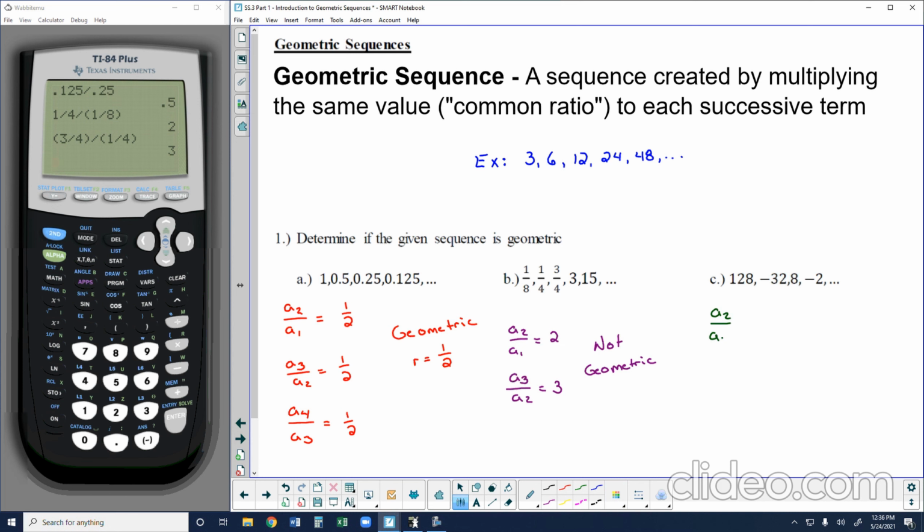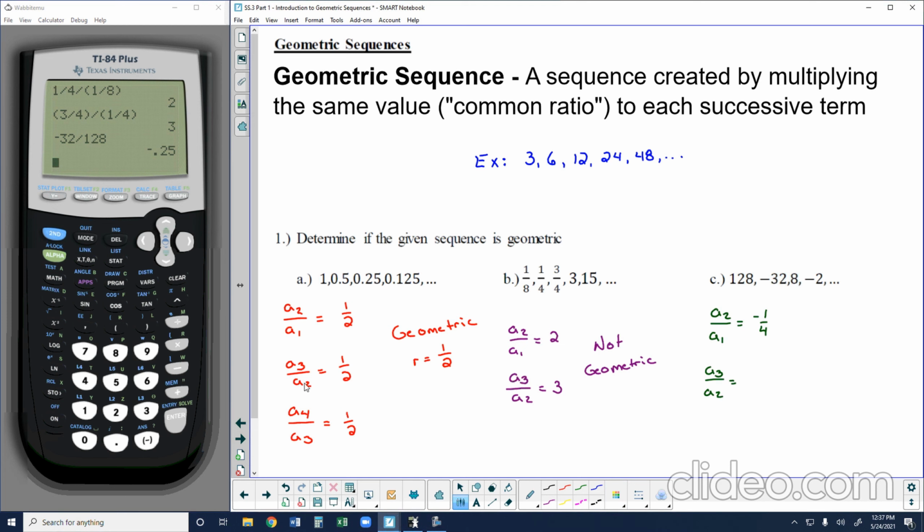Hopefully you were able to discover if C is a geometric ratio. Again, I'm going to write these steps out. I'm going to take the second term. Notice that we have some sign changes in here, so the sign changes do play a role. If I have negative 32 divided by 128, that would be negative 1/4. So the second term divided by the first term would be negative 1/4.